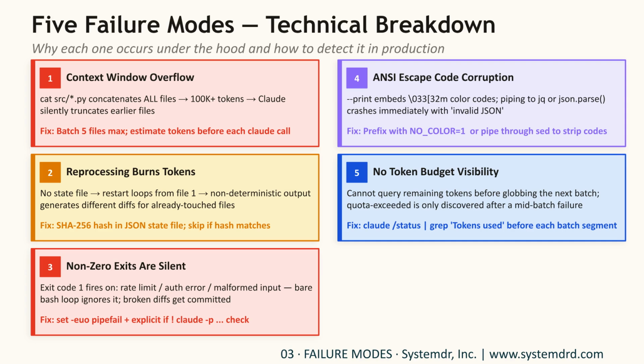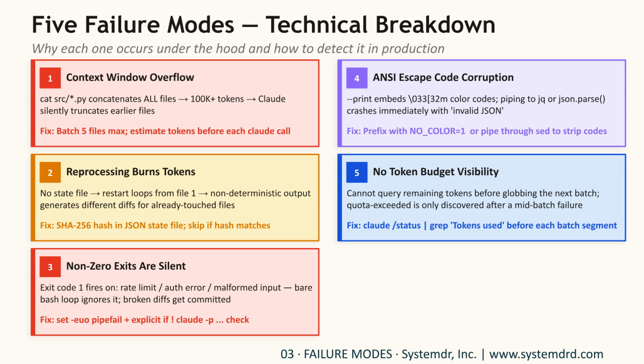Fix: query Claude/status before each batch segment. Exit code failures are the sneakiest. The script finishes with exit code 0, but your .typed files contain error messages instead of Python code. You only find out when py_compile runs.